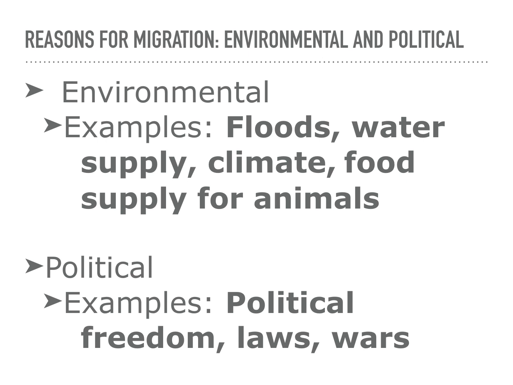The first two are environmental and political. With environmental, the examples could be a flood, water supply, climate, or food supply for animals. So it's not just thinking about humans moving from place to place, but also animals having to move from place to place because they're starting to run out of food or water where they currently are. You also have political reasons for migration, such as political freedom, better laws, no wars, or maybe too strict of laws.